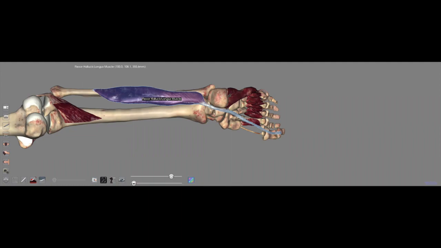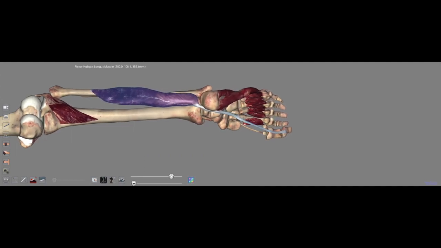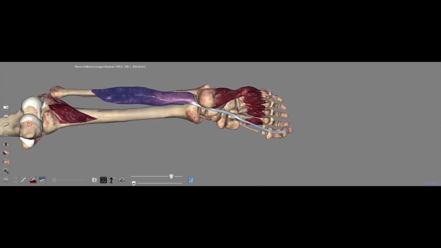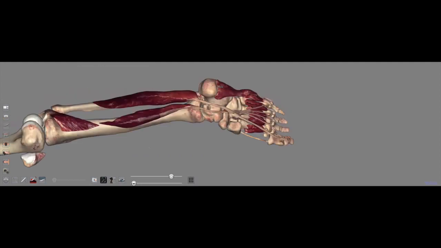This muscle originates on the inferior 2/3 of the posterior surface of the fibula, as well as the inferior parts of the interosseous membrane. Distally, it attaches on the base of the distal phalanx of the great toe. Because of its orientation, this muscle serves to plantar flex the ankle and flex the great toe.